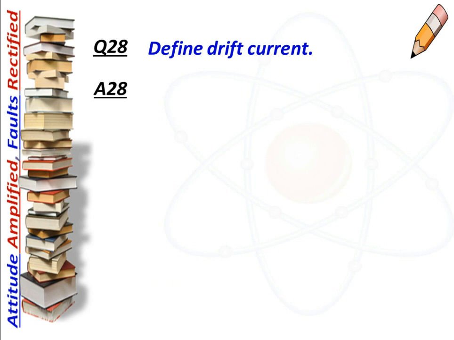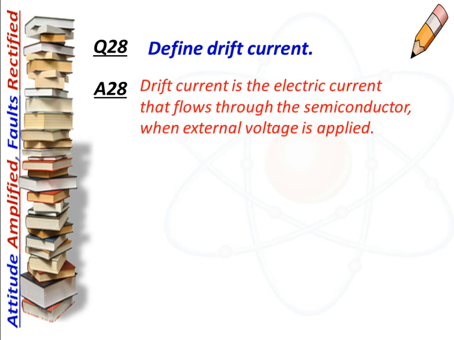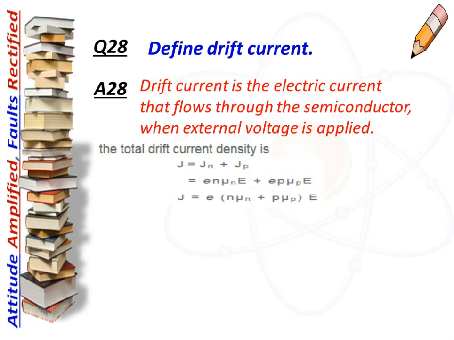Define drift current. And answer is drift current is the electric current that flows through the semiconductor when external voltage is applied. The total drift current density is J = Jn + Jp = e n μn E + e p μp E.